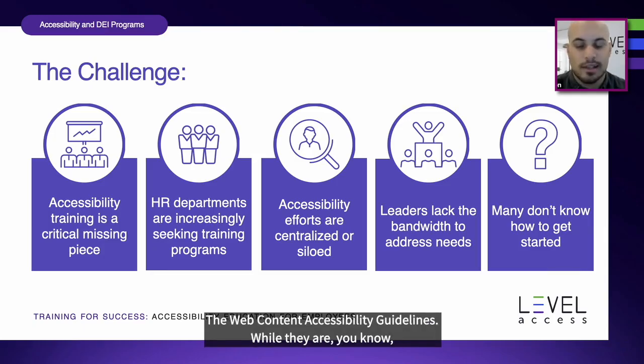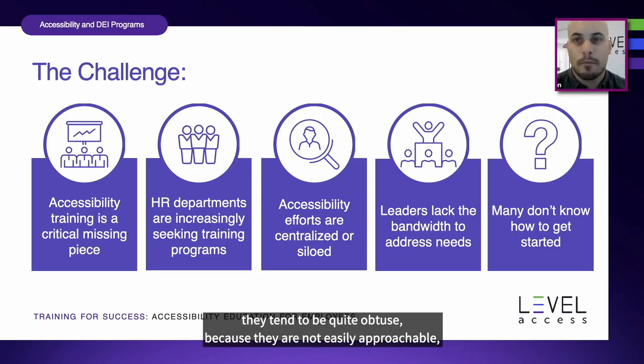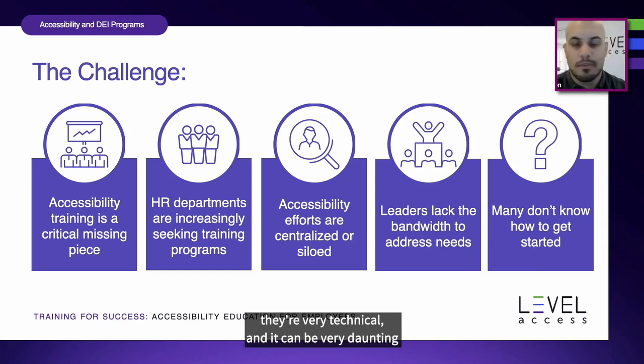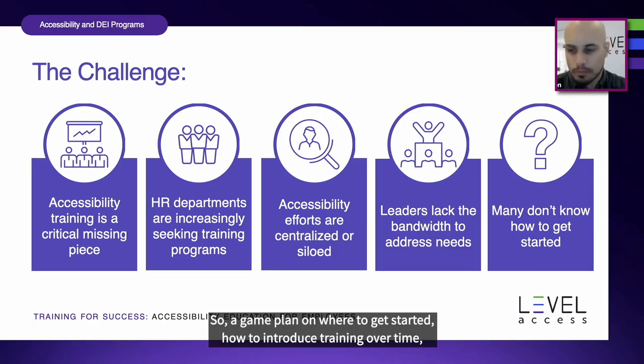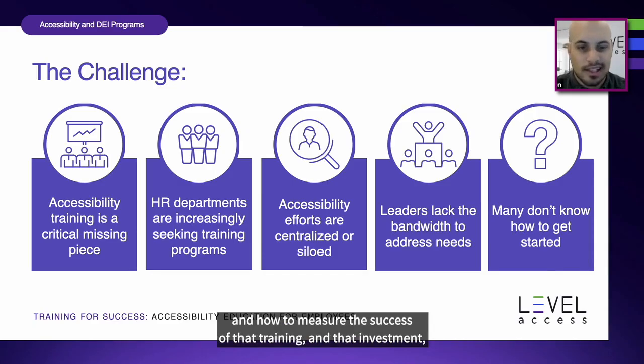The Web Content Accessibility Guidelines, while they are basically the biblical equivalent of what accessibility experts are going to reference, tend to be quite obtuse because they are not easily approachable. They're very technical, and it can be very daunting for a lot of people to understand where to begin, right? So a game plan on where to get started, how to introduce training over time, and how to measure the success of that training and that investment, those tend to be some of the biggest challenges that people face.